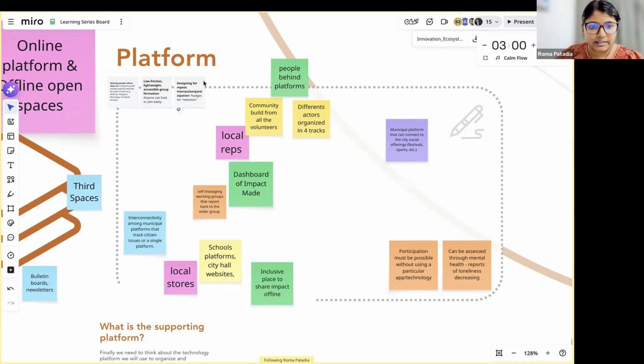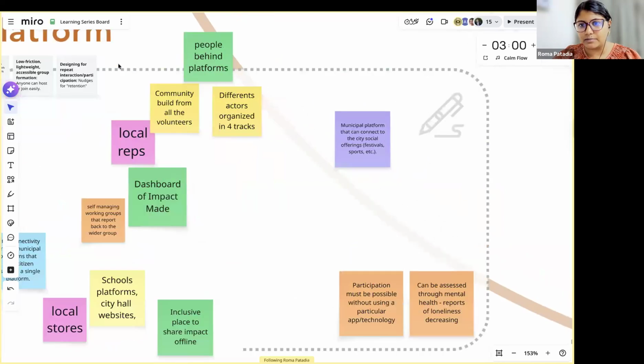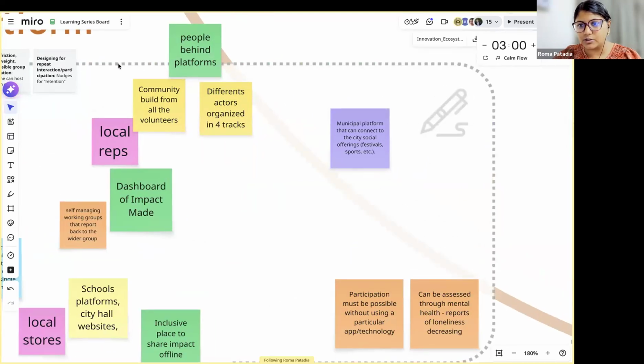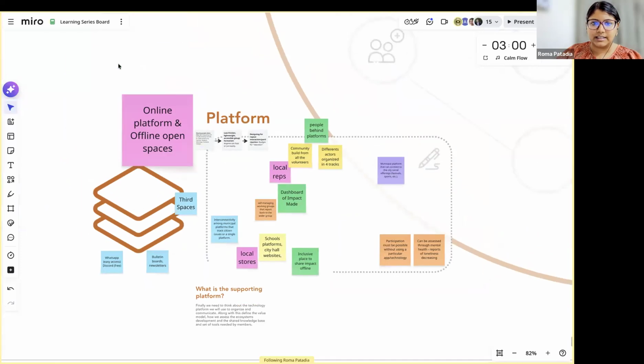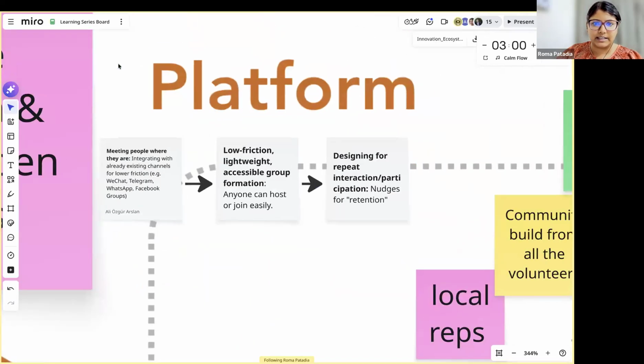We need interconnectivity among the municipal platforms that track citizens' issues on a single platform. And then we have municipal platform that can connect to the city social offerings like festivals and sports, can be assessed through mental health reports of loneliness decreasing. And then participation must be possible without using a particular app or technology. And then meeting people where they are, low friction, lightweight, accessible group information, and then designing for repeat interaction and participation.